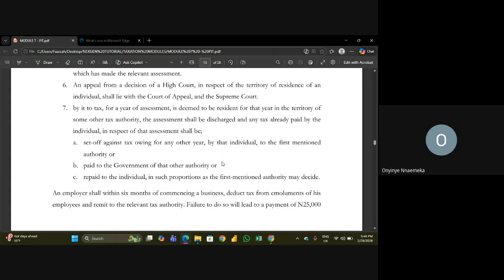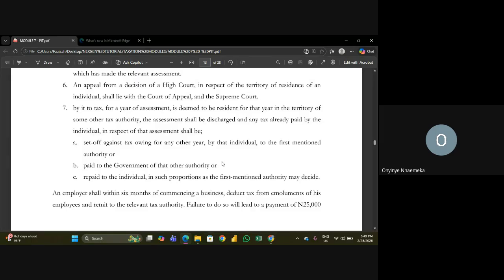So now, if after you've gone to the court of appeal and the Supreme Court, they end up seeing that that particular individual is not supposed to pay tax to that particular tax authority, the assessment that the tax authority did for that individual is going to be dissolved, like it's going to be discharged, it's going to be disallowed, something like that. And if that person has already paid tax before, that tax is going to be set off against any tax that the person owes, like you're not paying any other tax to that particular person. Or if you have not paid, you pay to the government. And if the two cannot occur, then they pay the money back to the individual.